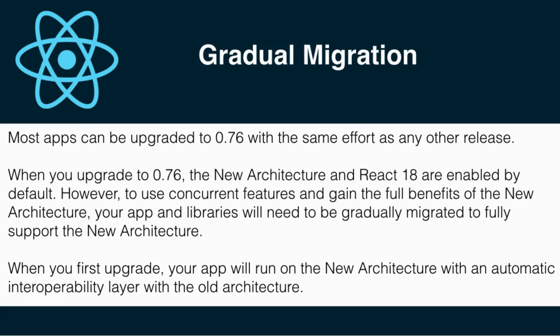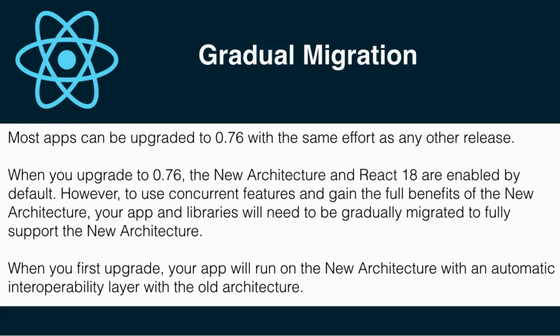When you first upgrade, your app will run on the new architecture with an automatic interoperability layer with the old architecture. For most apps, this will work without any changes, but there are known limitations with the interop layer, as it does not support accessing custom shadow nodes or concurrent features. To use concurrent features, apps will also need to be updated to support concurrent React by following the rules of React.